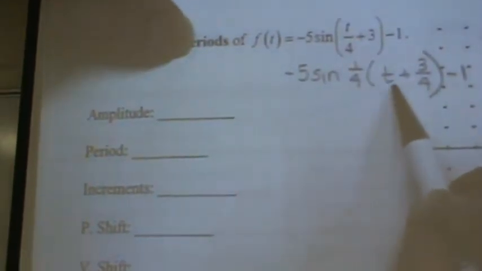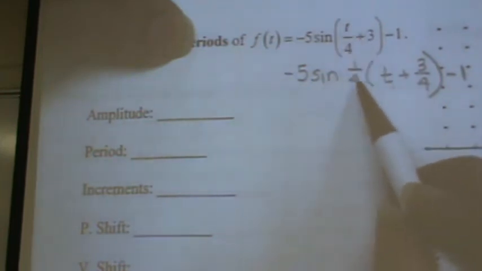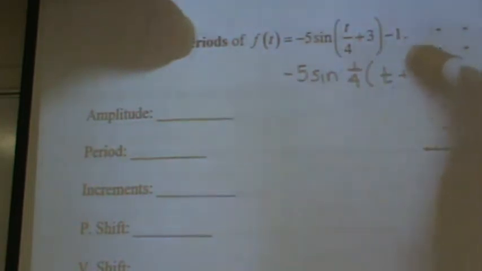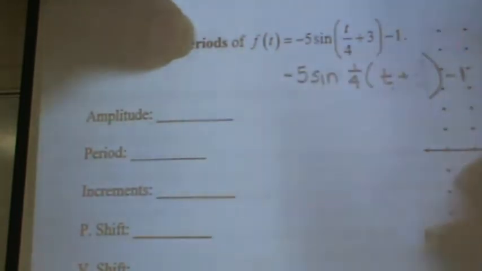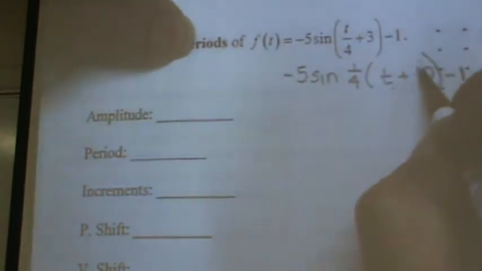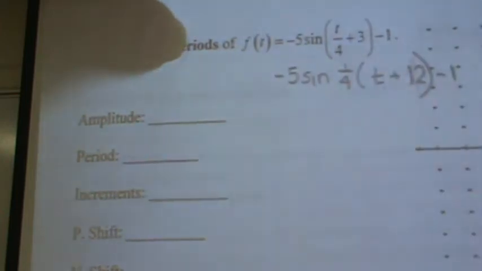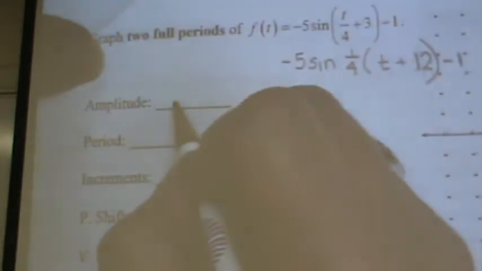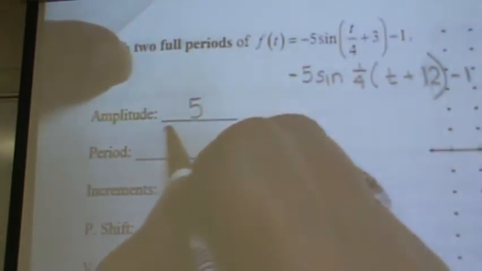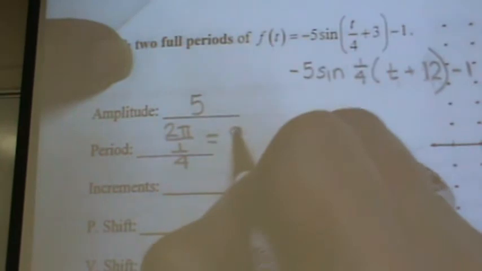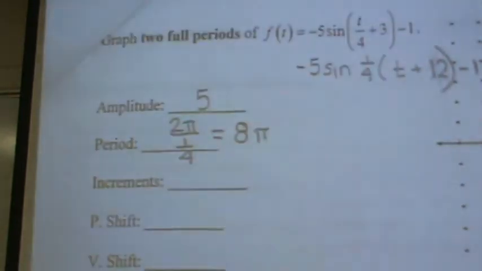1/4 times t is t over 4, and 1/4 times 3/4 is, that's wrong. Would you make it 12? Yep, it'd be 12. See? Always good to double check. This would be 12. 1/4 times 12 is 3. Now it's right. So what's your amplitude? It's 5. What's your period? 2 pi over 1/4, which is what? 8 pi?